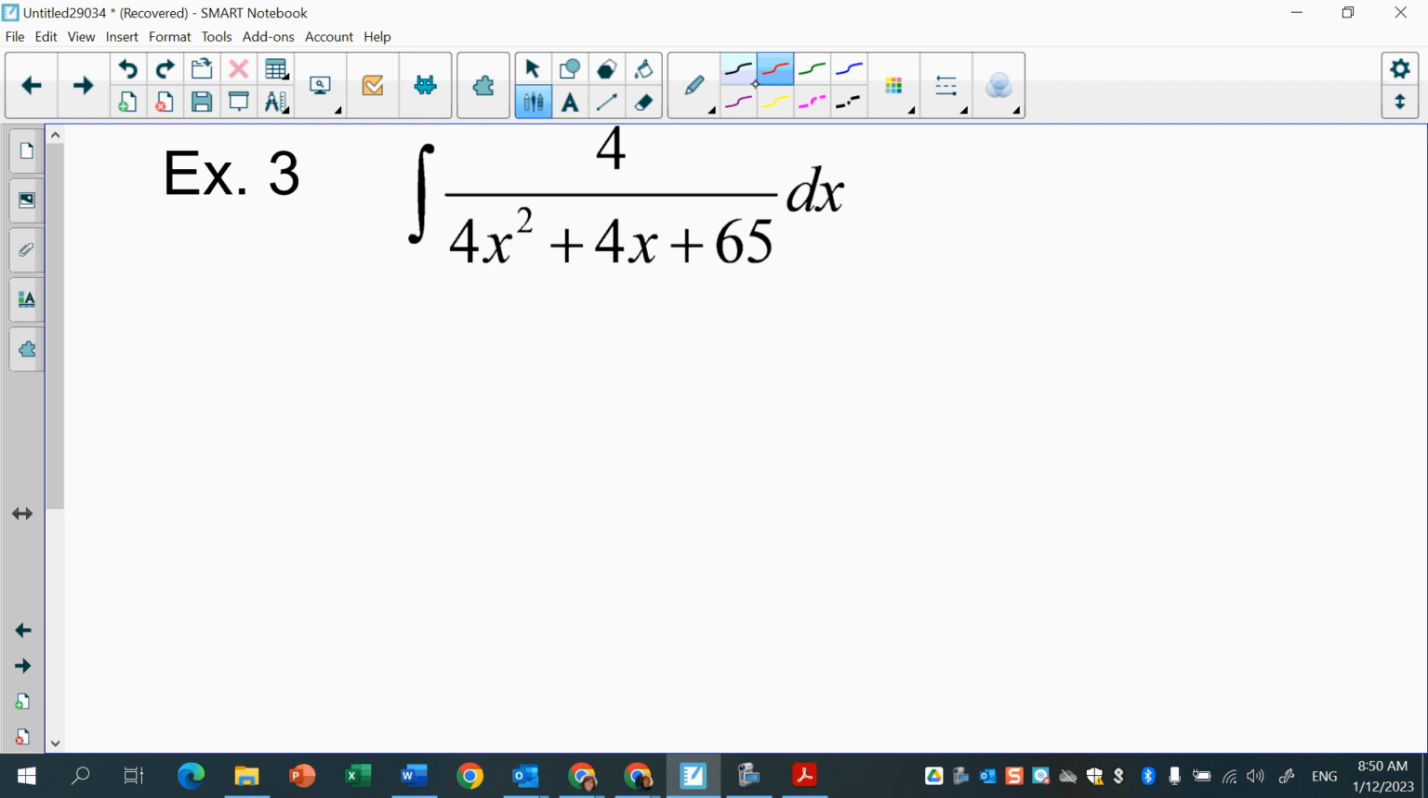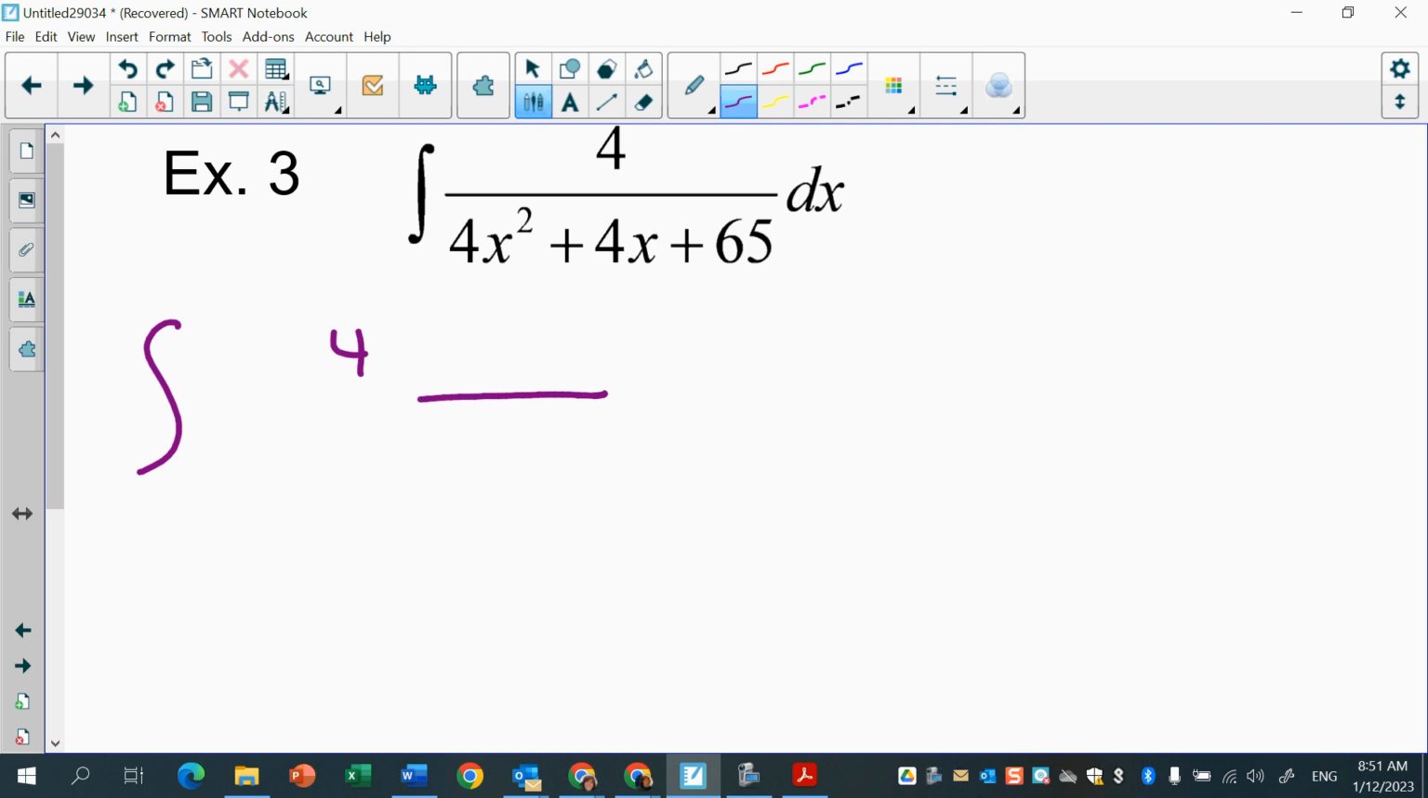Well, this one, let's see what I can do. Because the issue is that this doesn't factor the way it is. The bottom doesn't factor. So I have the integration of 4 over 4x squared plus 4x plus 65. The bottom doesn't factor. So that's an issue. The top is a single piece, so that's an issue. What I'm going to do is manipulate the bottom.